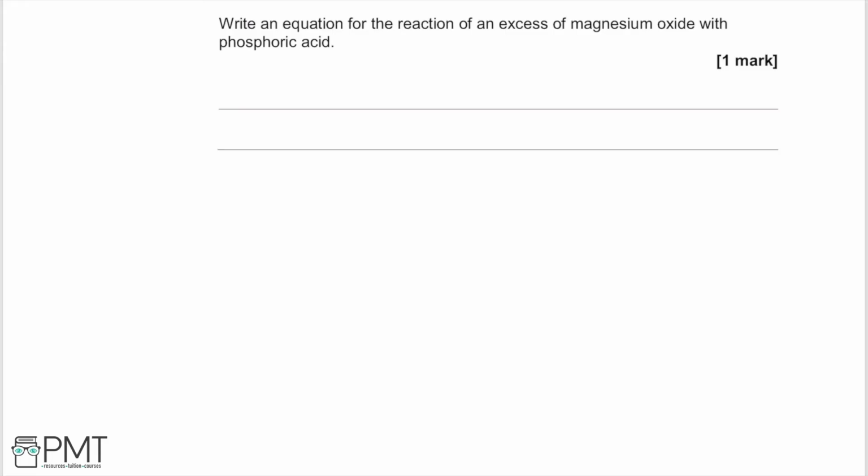This next question is very similar to the last and asks us to write an equation for the reaction of an excess of magnesium oxide with phosphoric acid. We know that metal oxides are basic, and we are given phosphoric acid, which we know is the acid. So again, we have an acid plus base reaction, where an acid plus a base gives us salt and water.